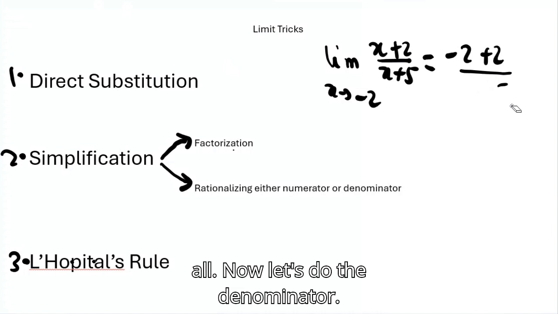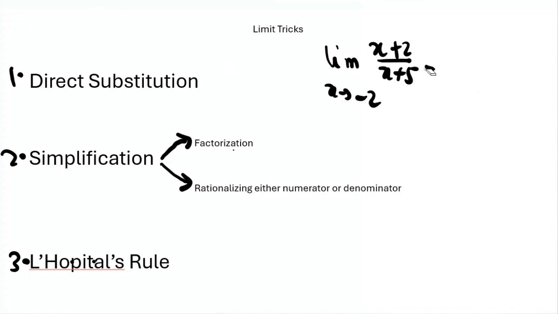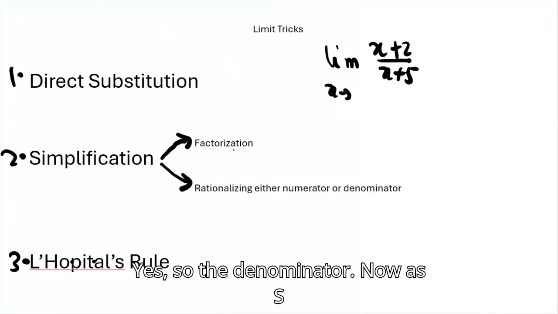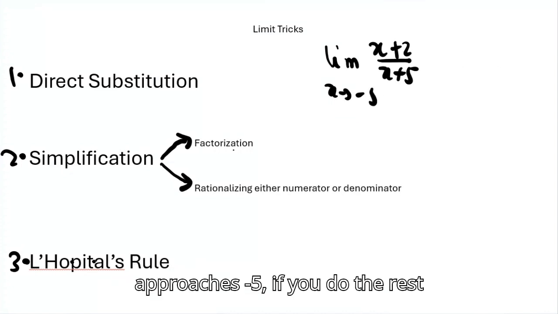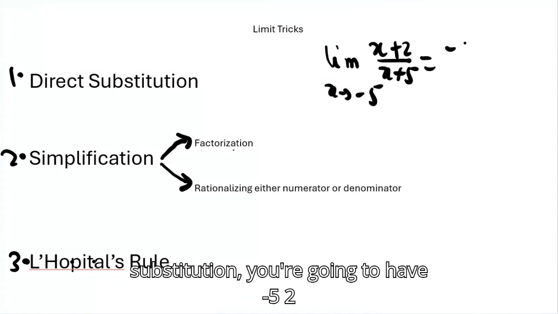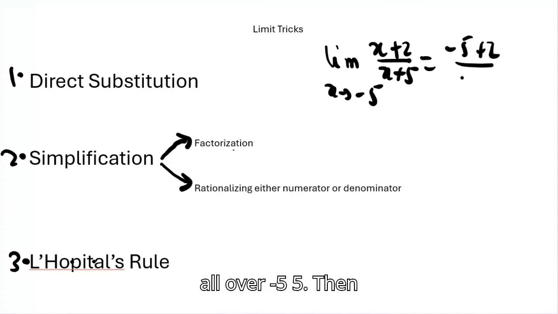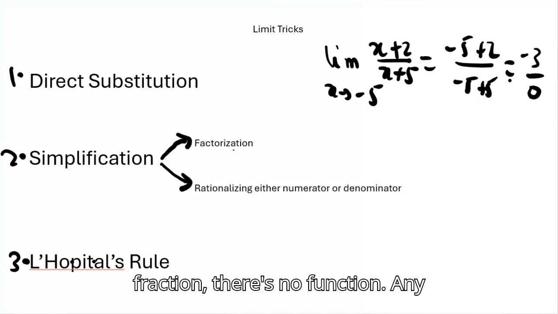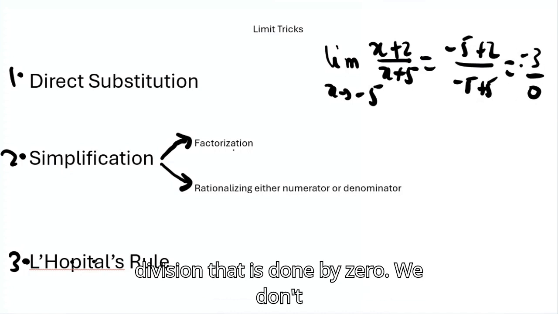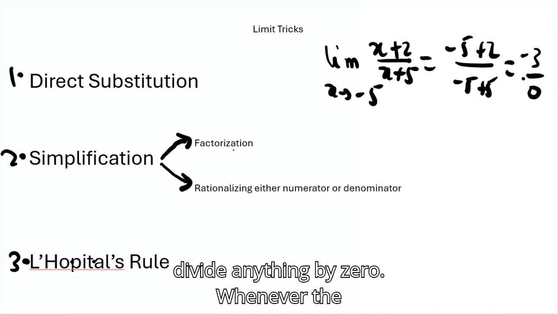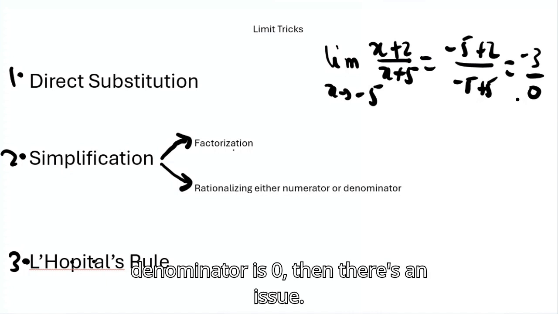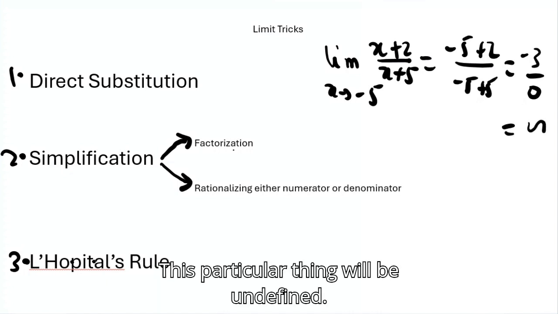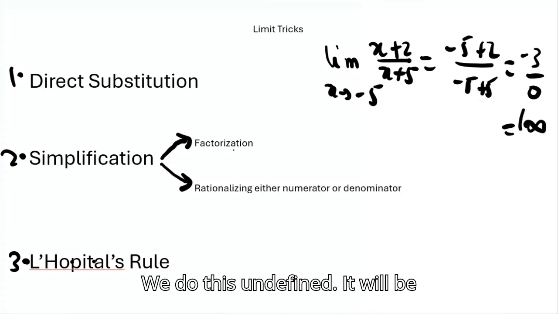Now, let's do the denominator. As x approaches negative 5, if you do direct substitution, you are going to have negative 5 plus 2 all over negative 5 plus 5. Negative 5 plus 2 will be negative 3 over 0. There's no function with any division that is done by 0. You don't divide anything by 0. Whenever the denominator is 0, there's an issue. This will be undefined.